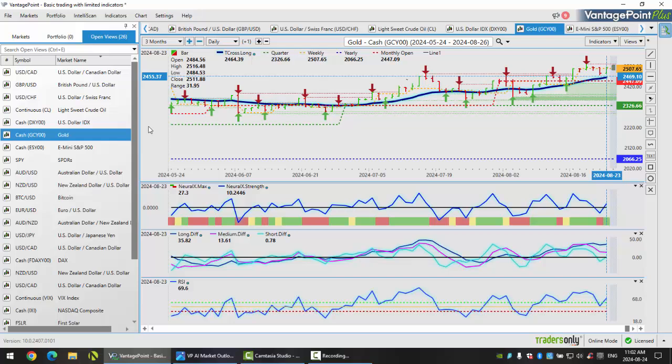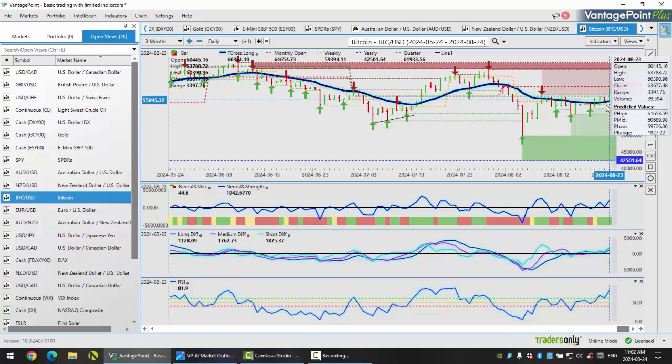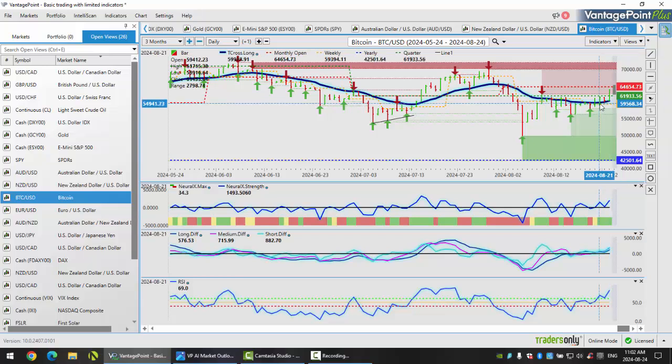That's a reasonable warning. Now, when we look at Bitcoin, again, Bitcoin has responded very positively, but you can see that we're coming off that T. We closed above the T-cross long over here on August the 20th, and then every single day we retrace back to the Vantage Point predicted moving average.